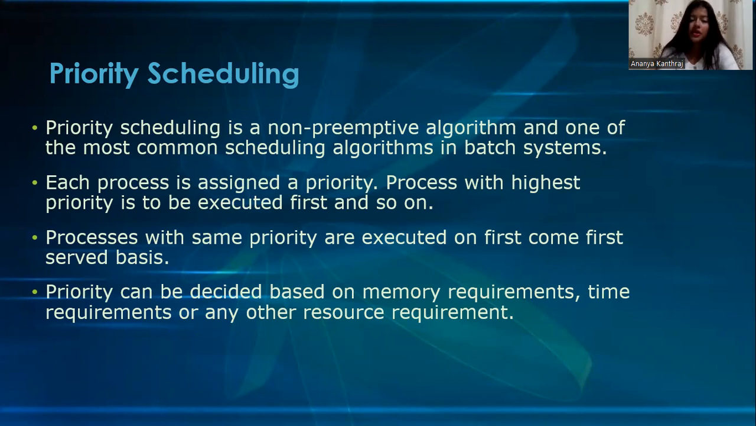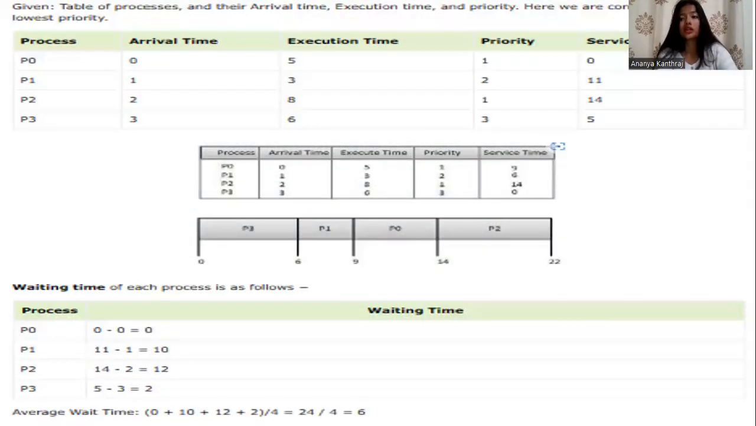The processes with the same priority are executed on a first come, first served basis, in terms of the arrival time mentioned in the given table. Next, the priority can be decided based on the memory requirements, the time requirements, or any other resource requirement. So the priority can be decided depending on time, resources, and memory.